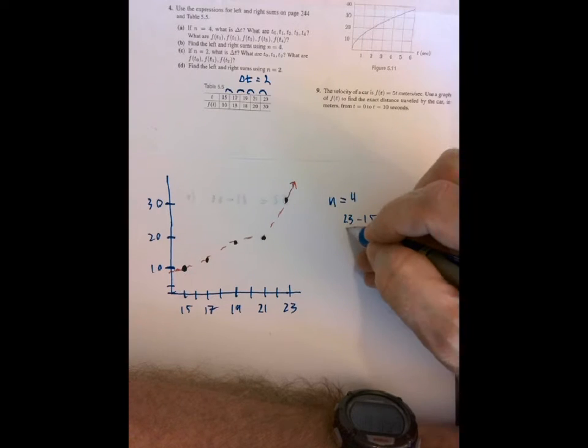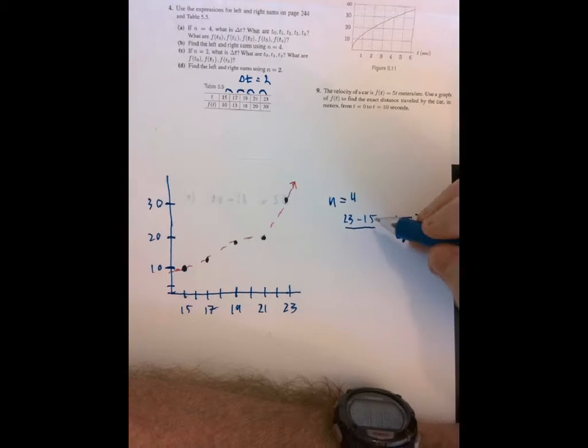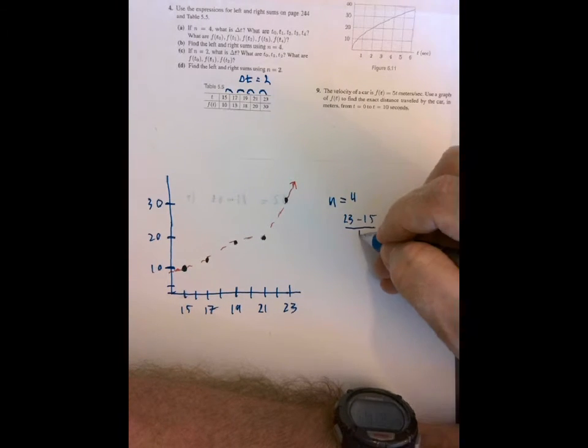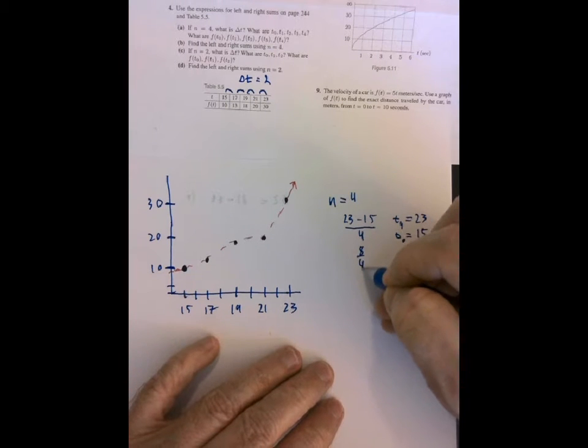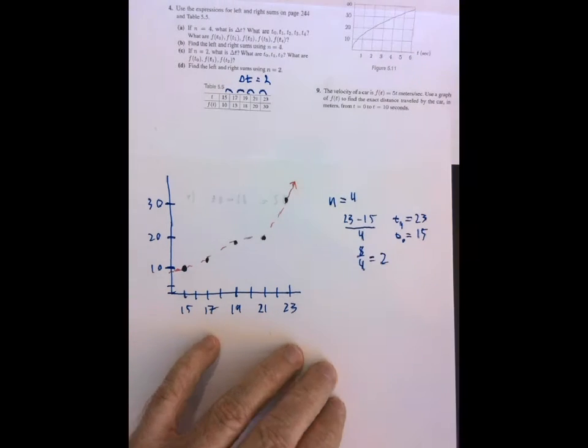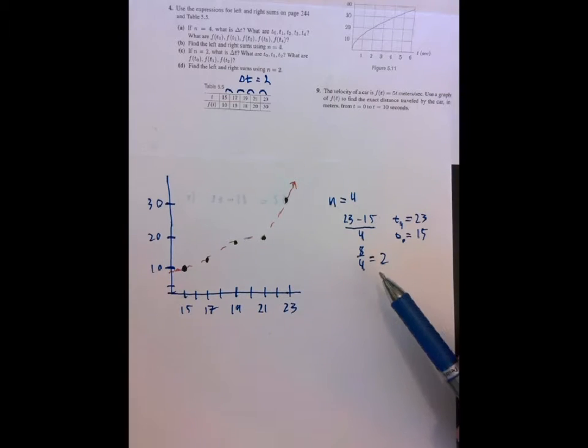So we did 23 minus 15, and then that's divided by 4, because we wanted 4 intervals. So 23 minus 15 is 8, divided by 4 is equal to 2. So that says that delta t is equal to 2. Does that make sense?